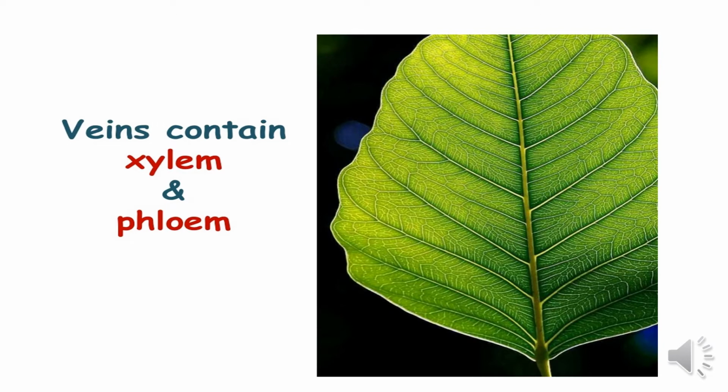So I have told you earlier what these veins contain. The veins contain xylem and phloem, because the leaf also needs water. The water has to be transported from the soil to the stem and to the leaves, and the food which is formed in the leaves by the process of photosynthesis is needed by all other organs of the plant, and that food is transported by the phloem tissue from the leaf to the other parts of the plant.